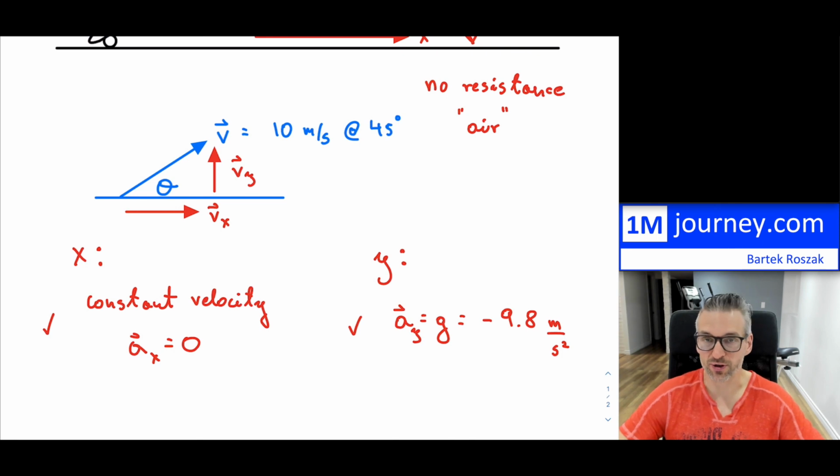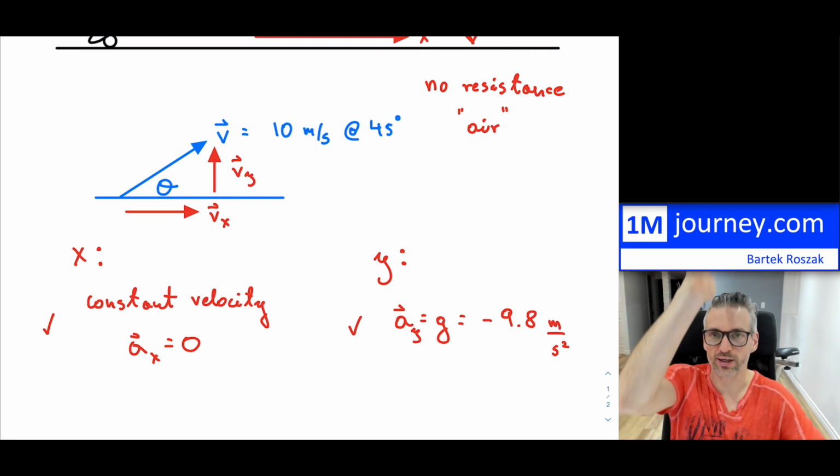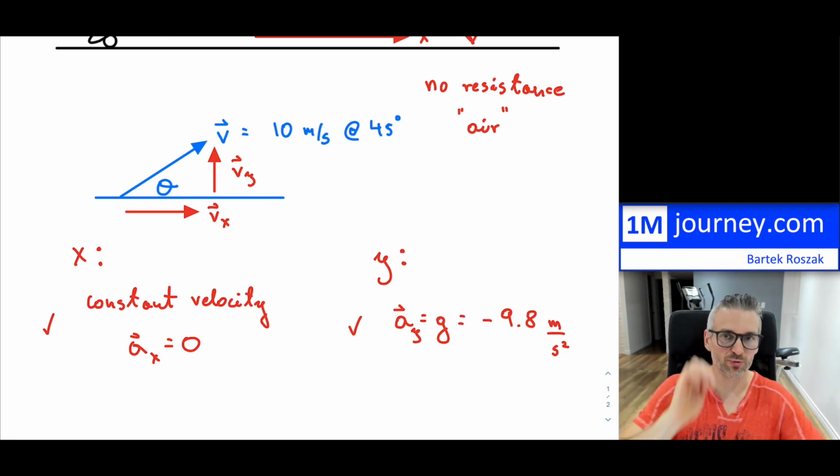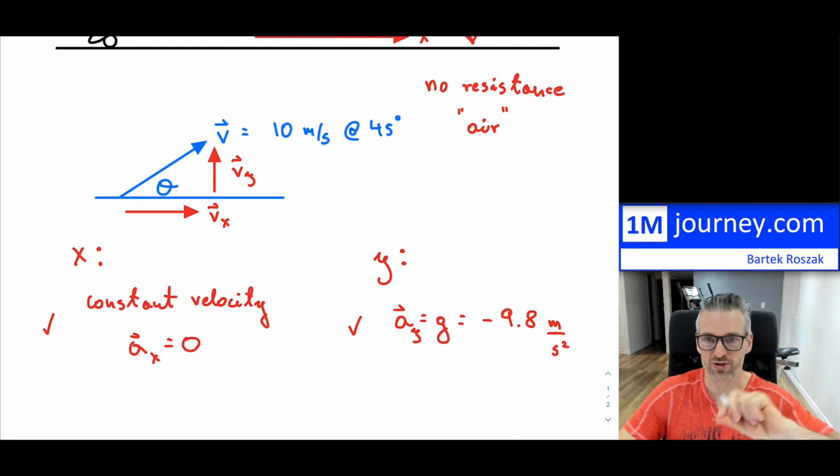Now, it doesn't have to be 45, it can be 10 degrees, 20 degrees, 60 degrees, whatever. If it's 90 degrees, then it's only going up in one direction, and then we don't really have an actual cannonball that's going in two directions, both x and y, because vertical would just go up.